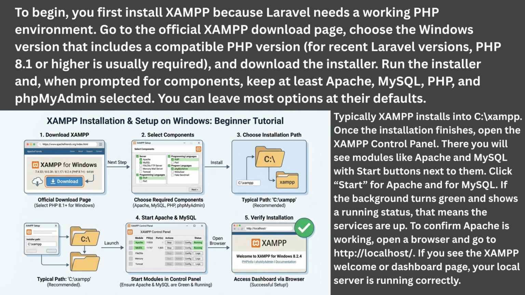To confirm that Apache is working correctly, open your web browser and type in http://localhost into the address bar. If you see the XAMPP welcome page or dashboard, that means your server is functioning properly and XAMPP has been installed successfully. At this point, your computer has everything it needs to run PHP code, handle database operations, and serve web pages locally, which means you're ready to install Composer and set up Laravel next.